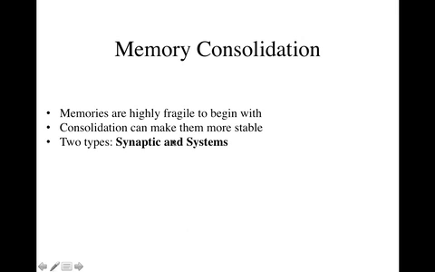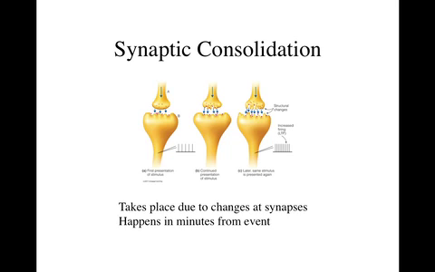We talked about two ways that consolidation takes place, synaptic and systems consolidation. Synaptic consolidation, this figure should look familiar. Hopefully it's in your long-term memory. This is just long-term potentiation. These changes at the synapse are a form of consolidation, and the point is that this takes place in minutes from an event. These are things that happen very quickly, so long-term memory is formed in just a few minutes in terms of structural changes at the synapse.